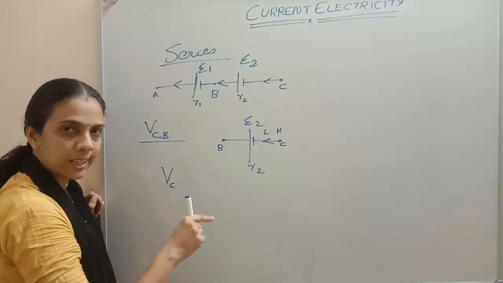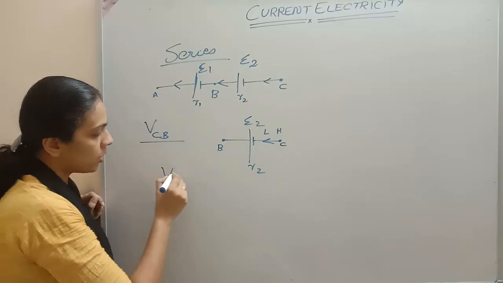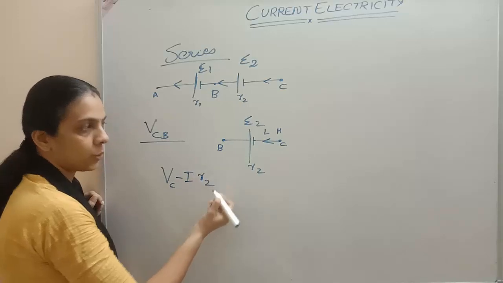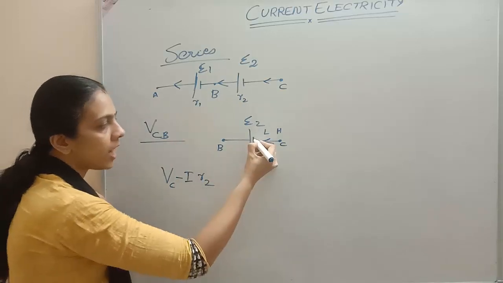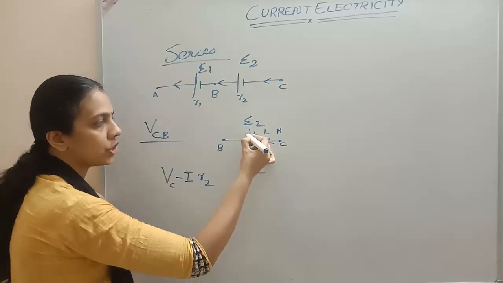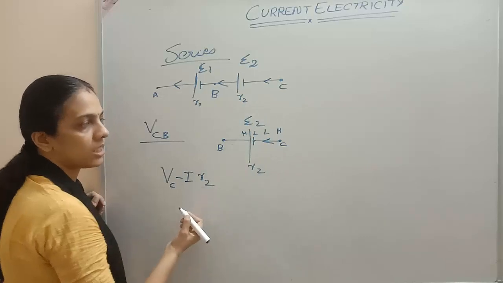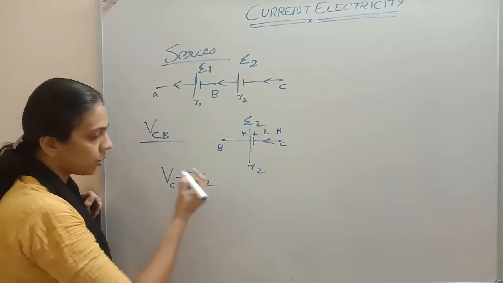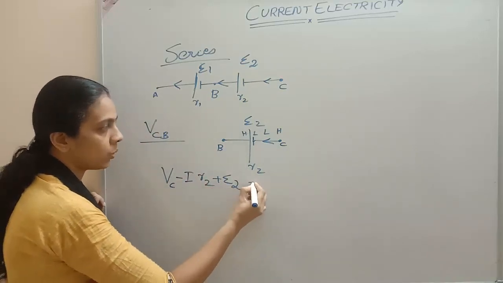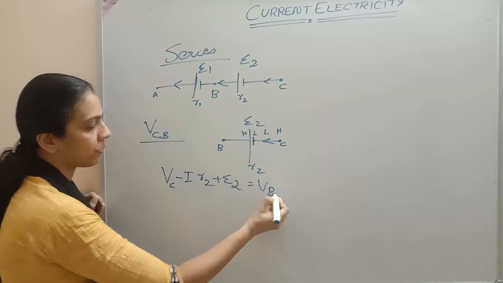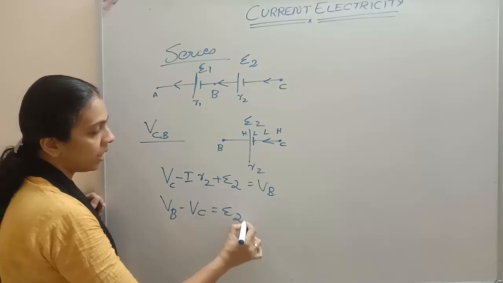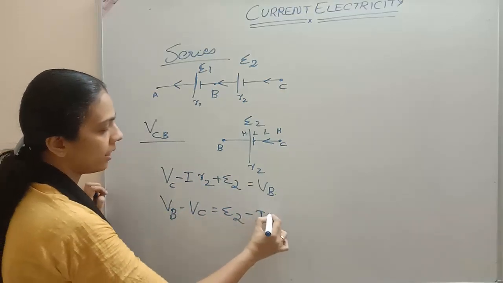If the potential is reducing, that is a potential drop. So what will be the potential across R2? Minus IR2, the potential is dropping. Now coming to the cell, here it is negative, that is lower potential, and this is positive, so it is higher potential. So the potential is increasing. I am writing it as plus E2 will be equal to VB. Then what is VB minus VC? It will be equal to E2 minus IR2.